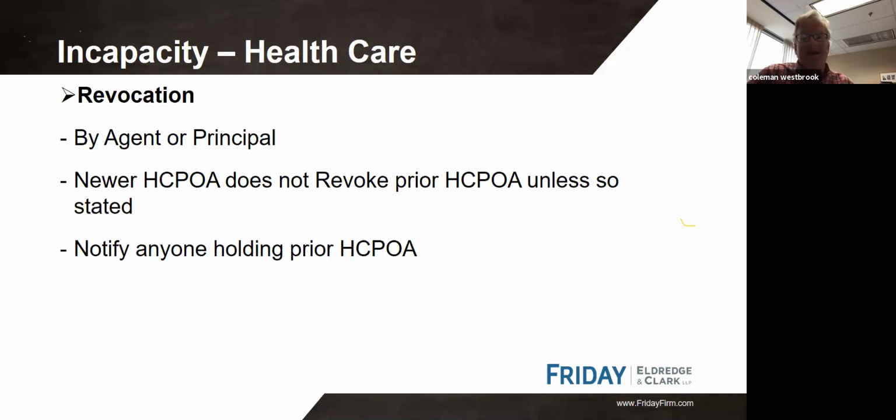And the same thing would apply if you've given one to your doctor or to a clinic and you redo one. Make sure you go and swap them out just so everybody has the latest and greatest version of this document. Next page.